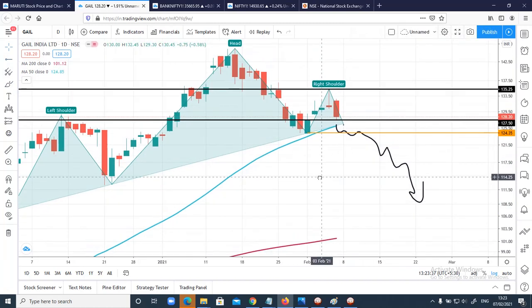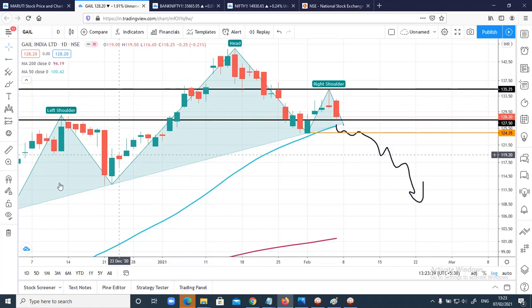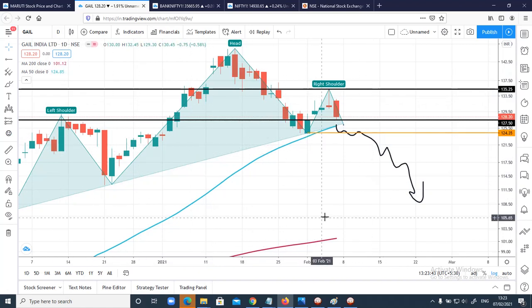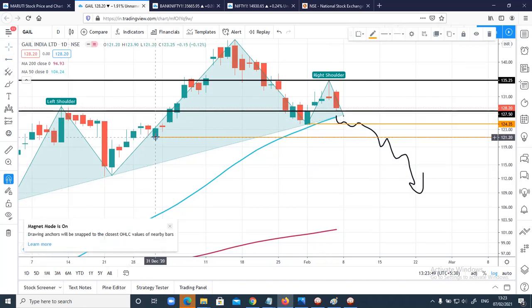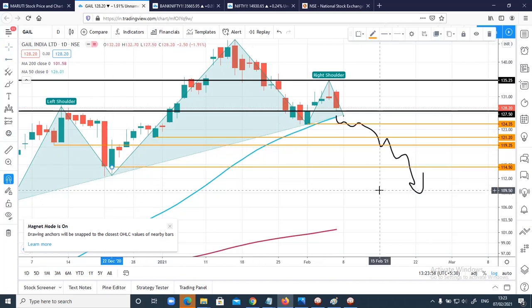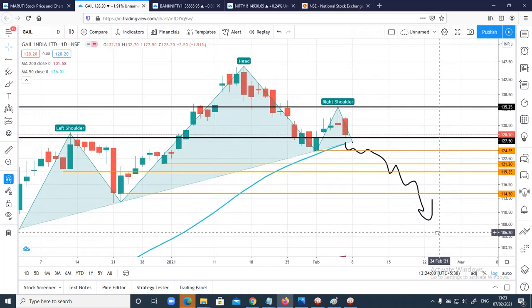Once this breaks, based on price action, you can check it out. It's confirmed that it is forming lower lows. Then we can expect some more momentum on the downside. On the downside, I'll maintain these targets. This will be very good targets on the downside, right? So this is how GAIL India looks like. It's forming a very good head and shoulder pattern, guys.